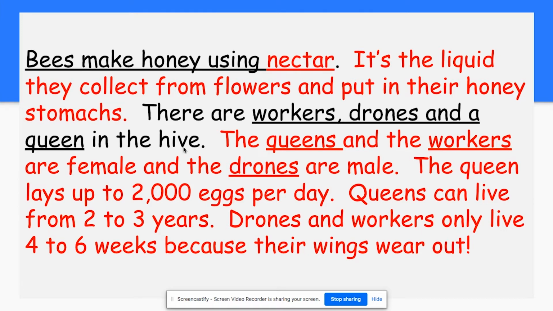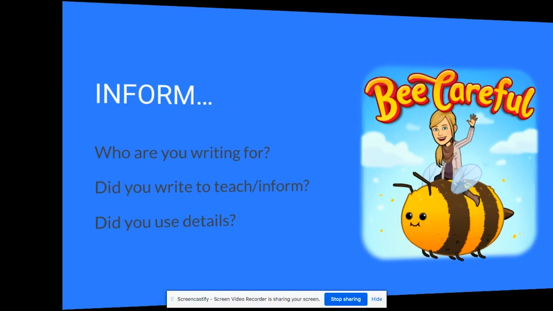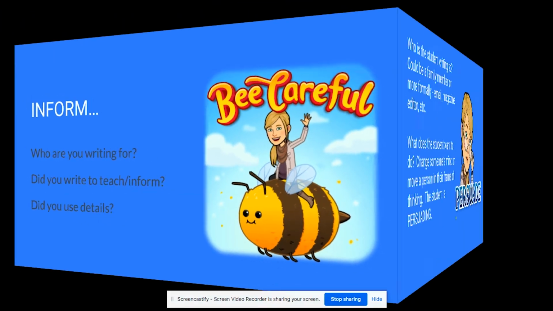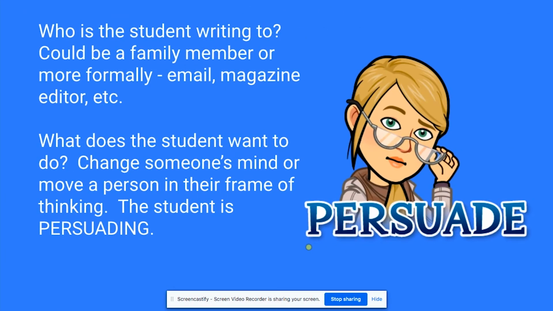The queens and the workers are female and the drones are male. The queen lays up to 2,000 eggs per day. Queens can live from 2 to 3 years. Drones and workers only live 4 to 6 weeks because their wings wear out. Remember? Can you imagine flying around all day? So be careful. If you're informing, you ask yourself, who are you writing for? Did you write to teach and inform? And did you use those details? They're very important. The next thing we're going to talk about is persuade.